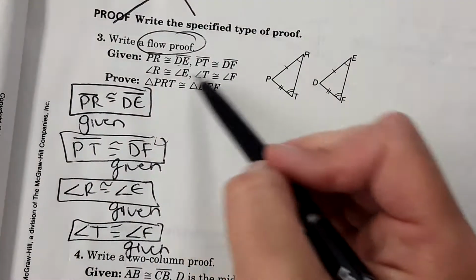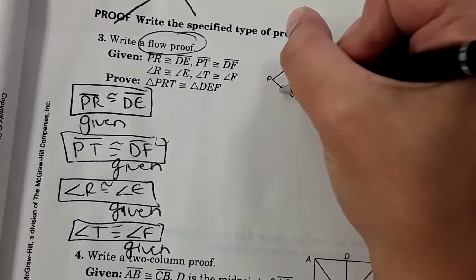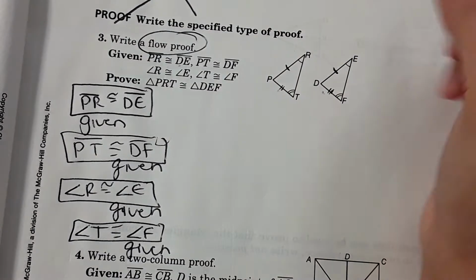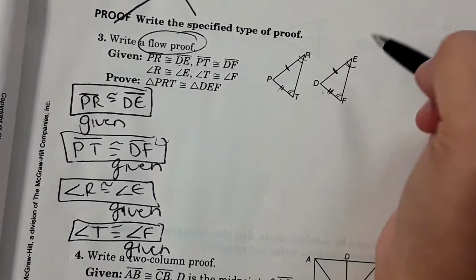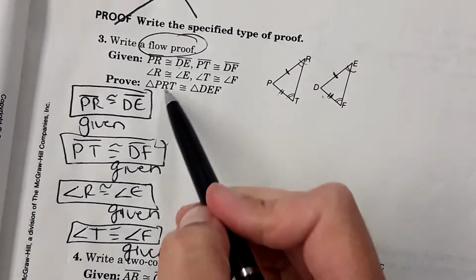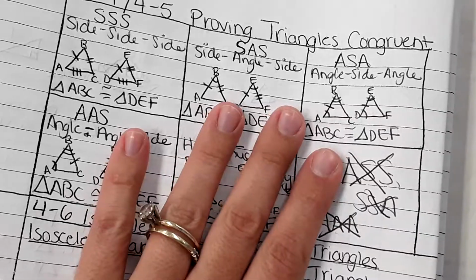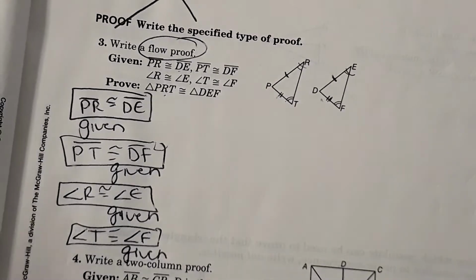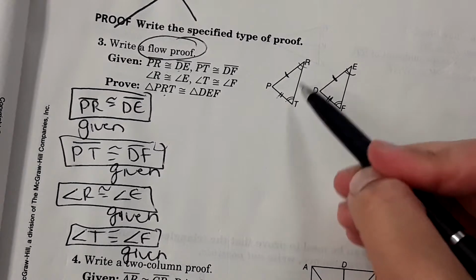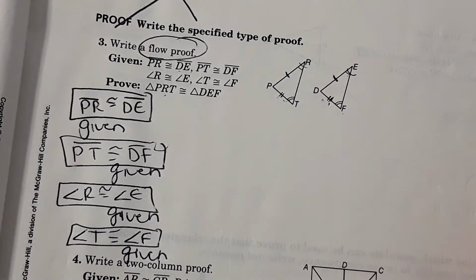Let's look at what the givens say in relation to the picture. PR is equal to DE. PT is congruent to DF. Angle R is equal to E, and T is equal to F. You want to prove that these triangles are congruent, so you're looking for angle side angle or angle angle side. Right away, I see angle angle side congruence in both of them. However, the answer key does it a little bit different.